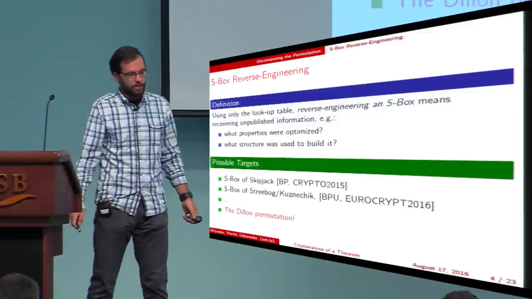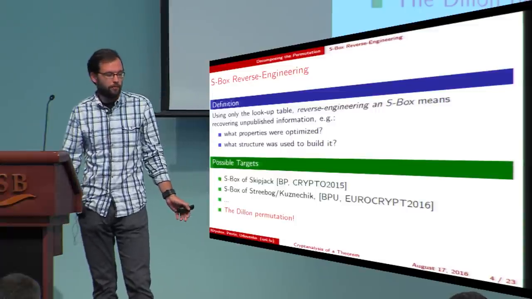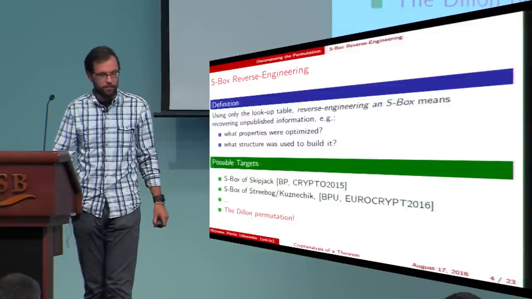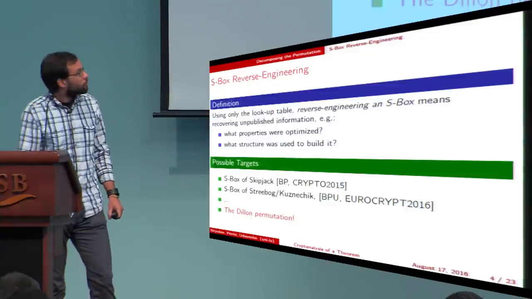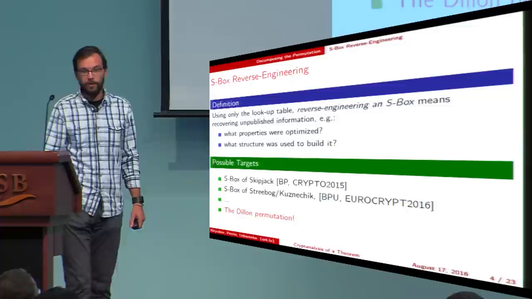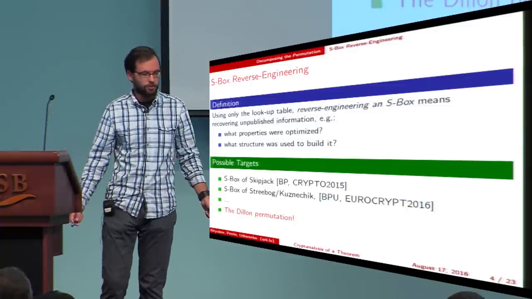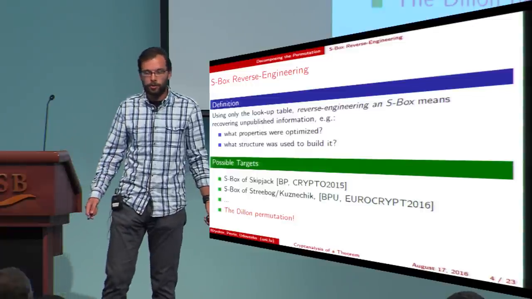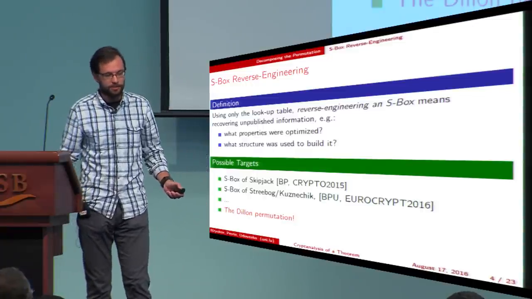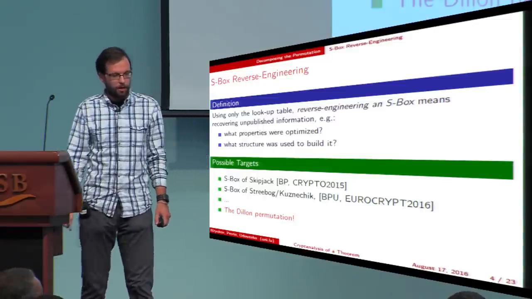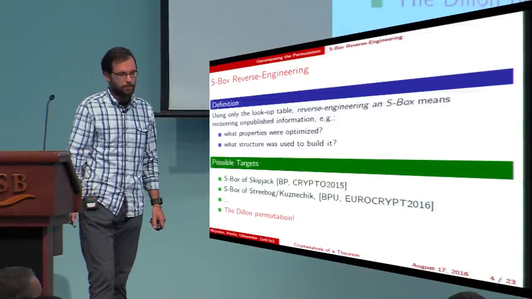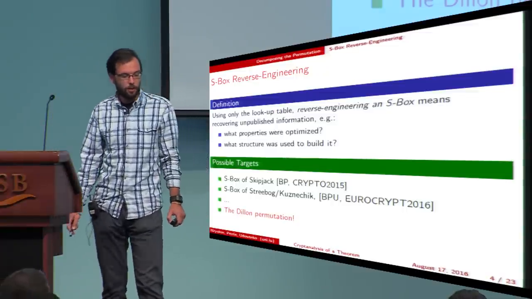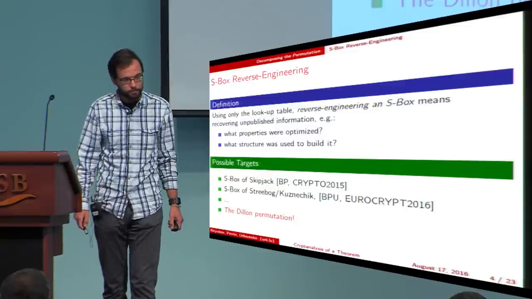Possible targets for reverse engineering are, for example, the S-box of Skipjack. This work was presented by my co-authors at previous Crypto, where they introduced the notion of S-box reverse engineering, and they showed that the S-box of Skipjack could have been optimized for some linear resistance. At Eurocrypt this year, we presented reverse engineering of the S-box of Russian standard primitives, where we actually found some structure.